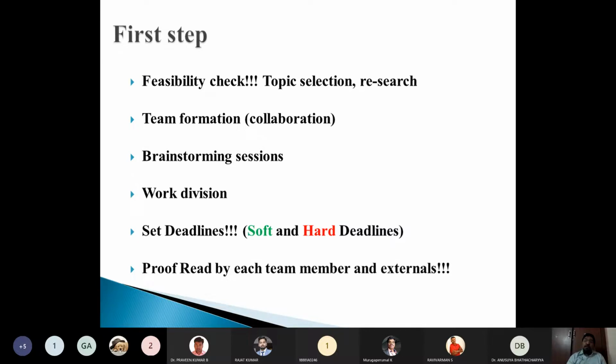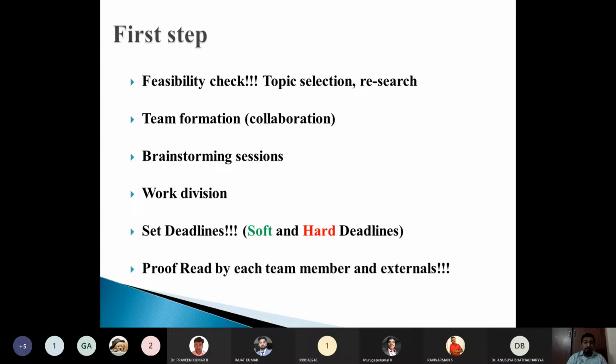The second step would be the team formation. That is the collaboration, which is the most important part in your research, because again, when you are trying to do a particular work, you might not be an expert in all the areas. Maybe there is a particular stage of implementation, a particular stage of design, a particular stage of writing, a particular stage of how you collect the papers. So you need an exact team.